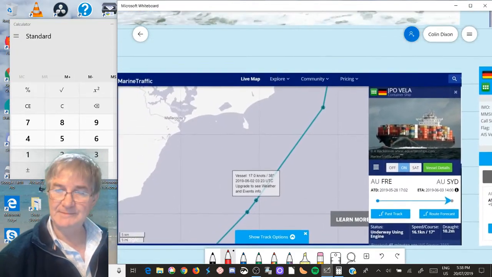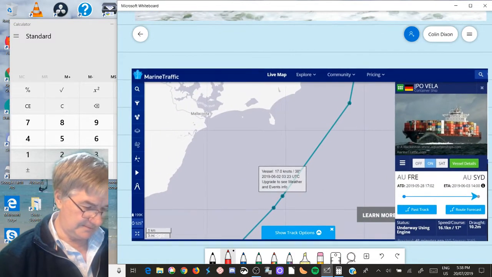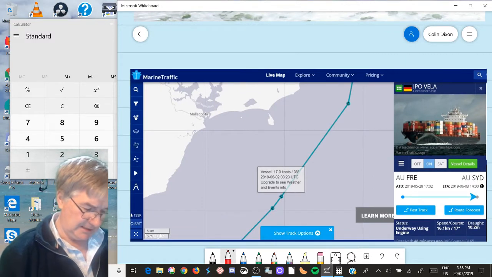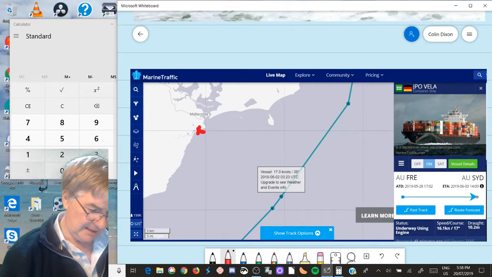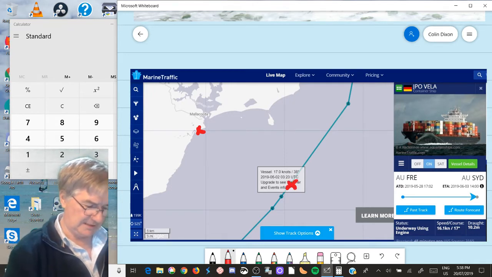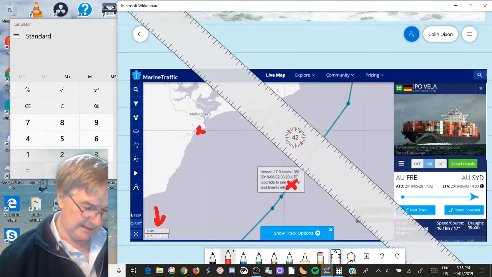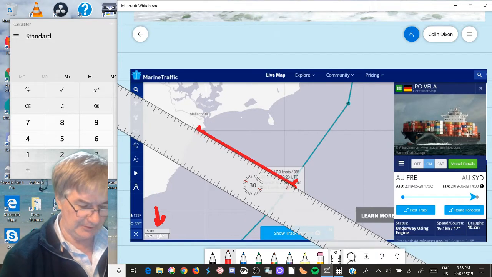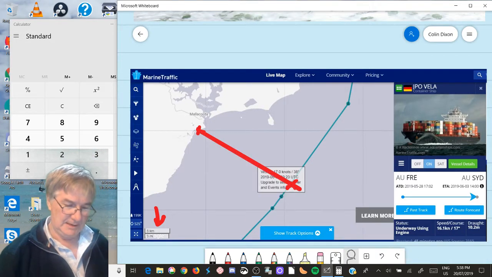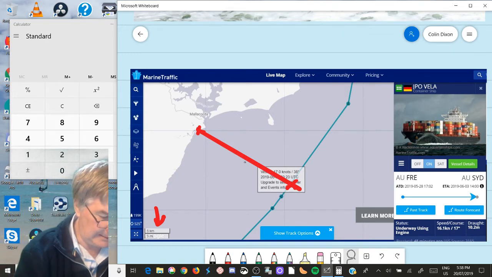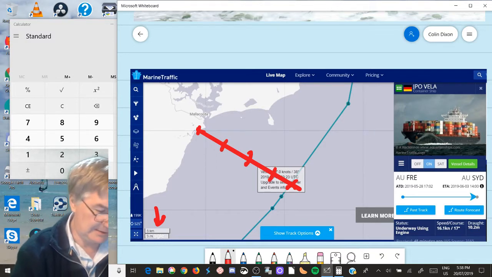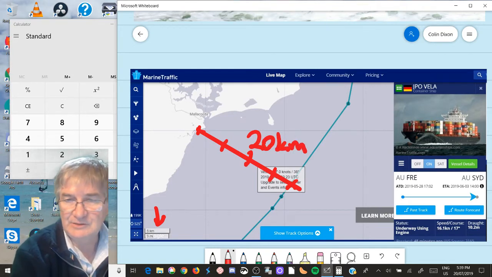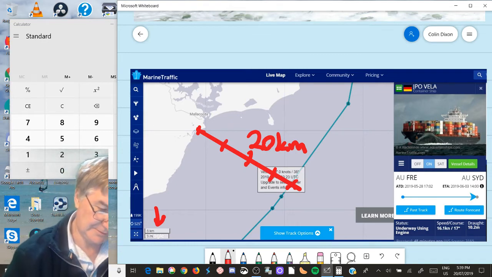So I zoomed in on that picture, and I then got to this stage. So here I am on the beach here at Mallacoota, and the ship is out about there. So looking at the scale down here, 5 kilometres, so you put the ruler in there, and we want to work out how long this line here is from this point to this point. Now, that scale there is approximately, distance there, about 20 kilometres. So I worked out how far the ship was off the beach in that photo that I just took.